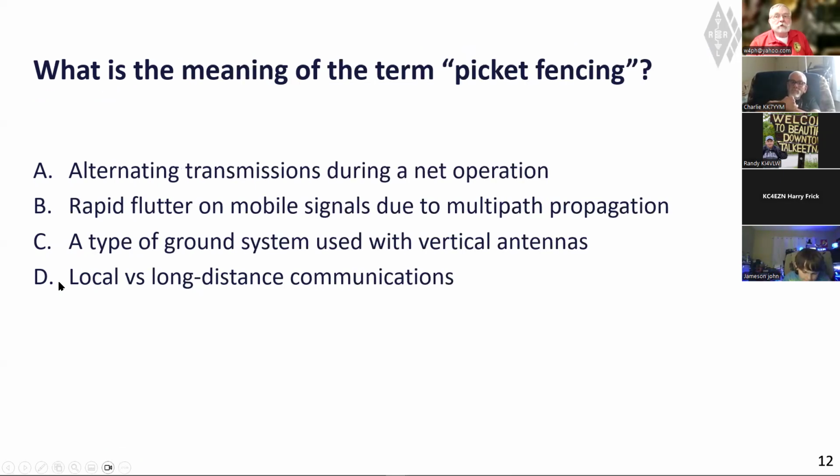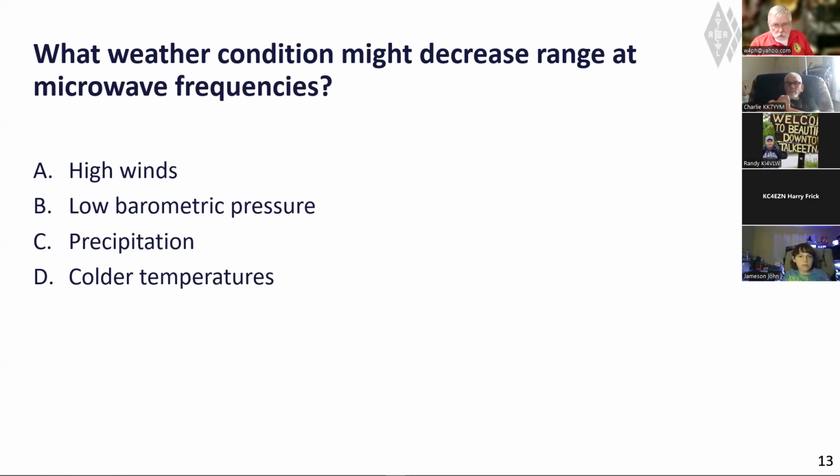What is the meaning of the term picket fencing? That is B, rapid flutter on mobile signals due to multipath propagation. What weather conditions might decrease range at microwave frequencies? That, I believe, is C, precipitation.